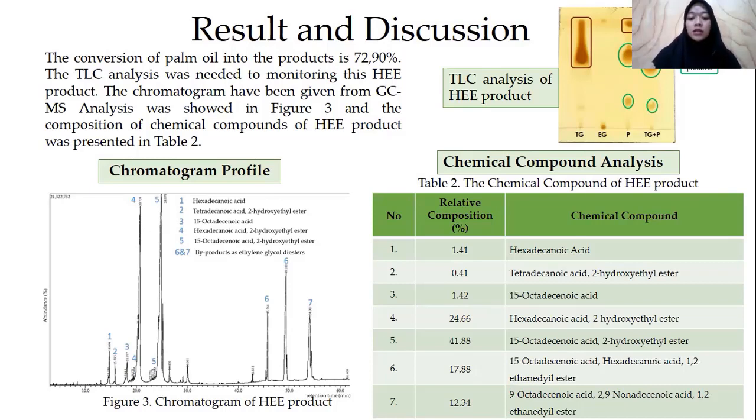And this result corresponds with the main fatty acids of palm oil, which consist of palmitic acid and oleic acid, which have higher percent composition than others.